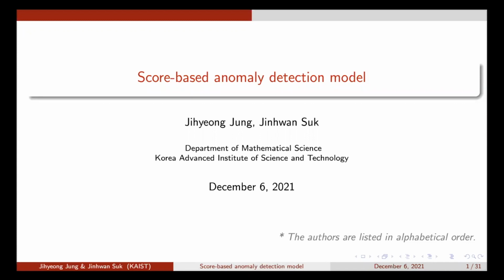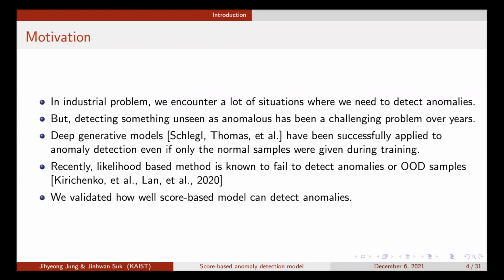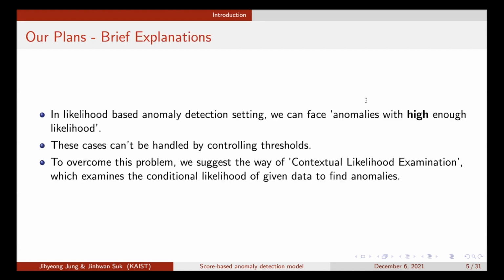Our topic is the anomaly detection model using the score-based model. In industrial problems, we encounter a lot of situations where we need to detect anomalies. Deep generative models have been successfully applied to anomaly detection, even if the normal samples were only given in the training process. However, recently, the likelihood-based model is known to fail to detect anomalous samples or OOD samples. So we evaluate how well the score-based model can detect anomalous samples.